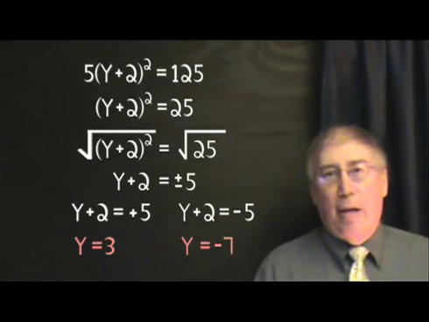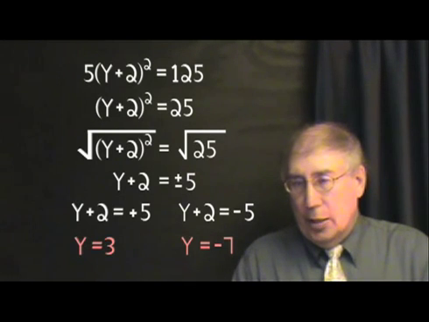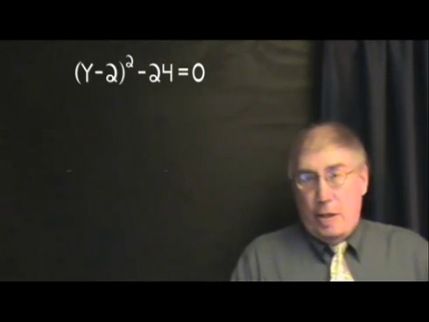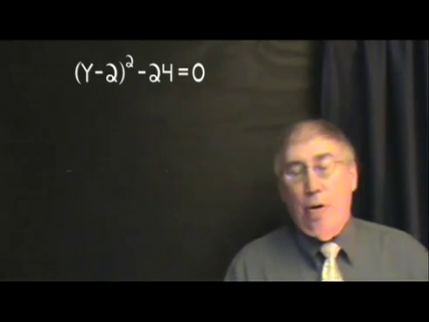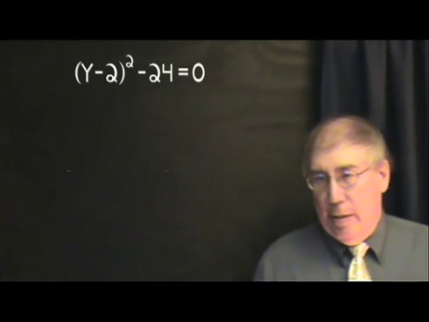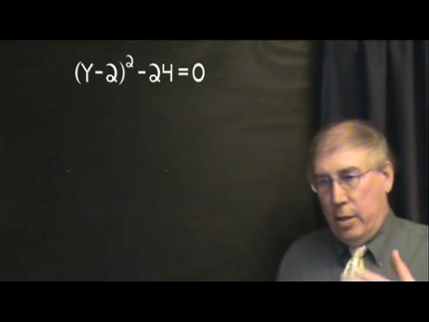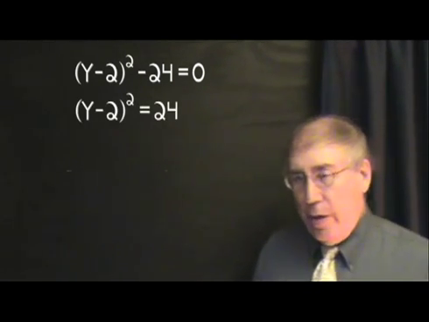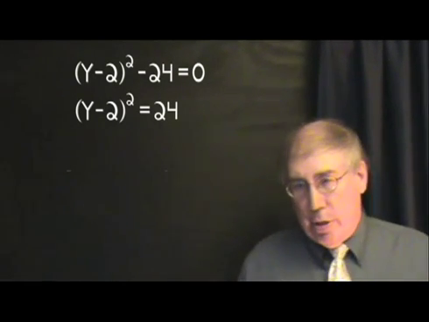Next problem. Here, let's add 24 to both sides. And y minus 2 squared. We have a perfect square there. Take the square root of both sides.